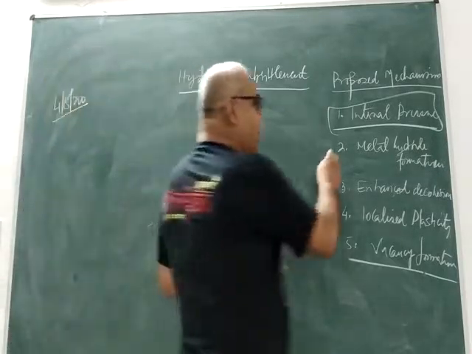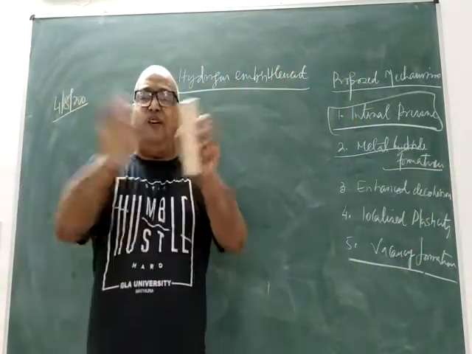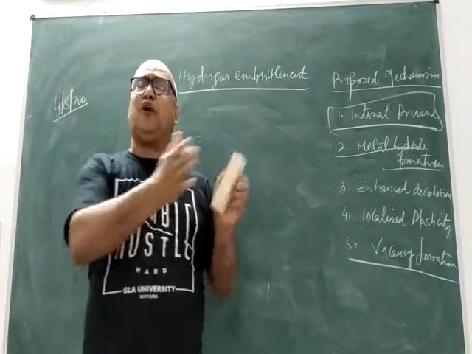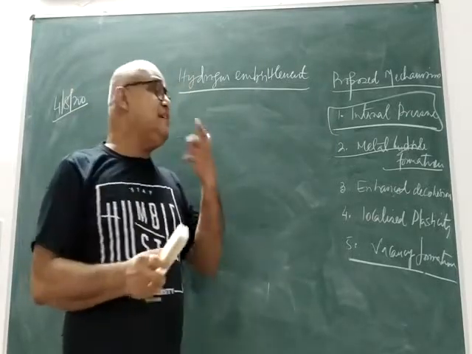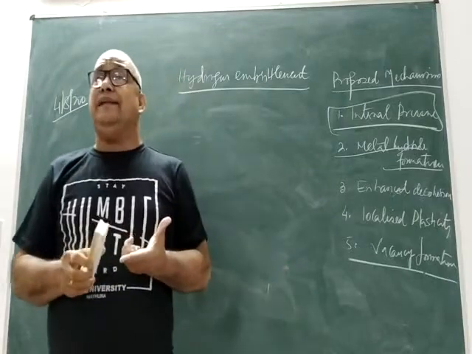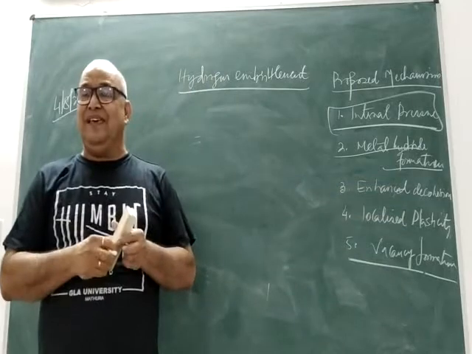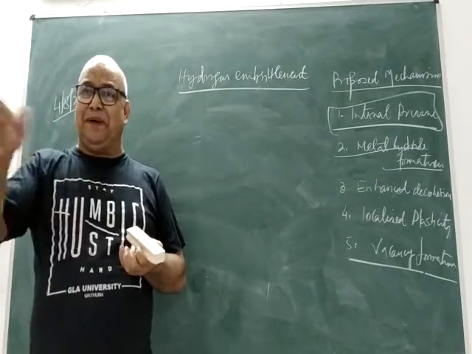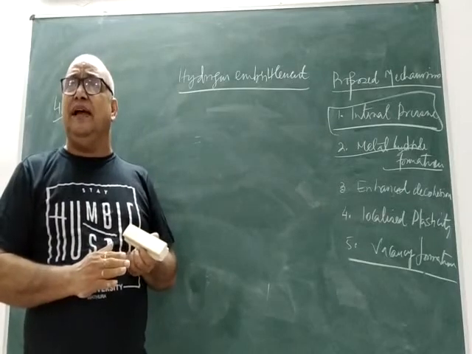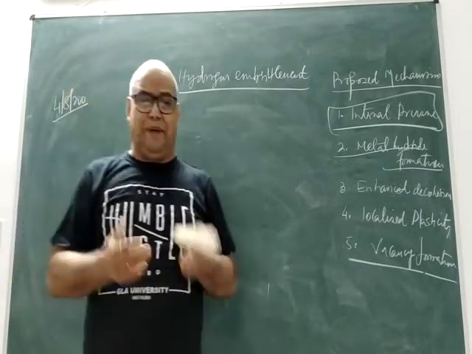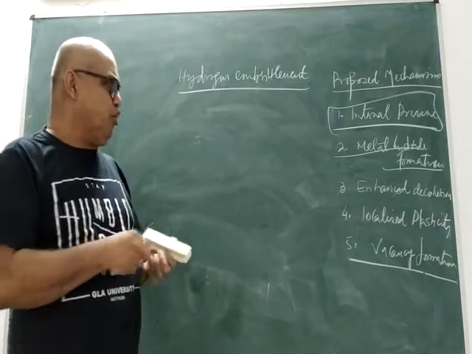Number two is metal hydride formation. As I have told you, if a metallic structure is exposed to a hydrogen environment and hydrogen is absorbed, there is every possibility that brittle metal hydride will be formed, as a result of which this brittle hydride will spread over the entire metallic structure, making the entire structure brittle. And this is another mechanism which is proposed.